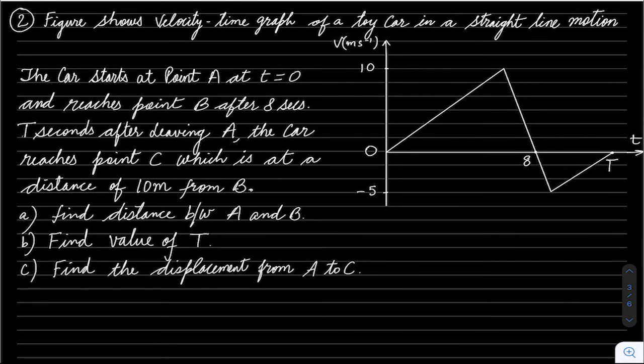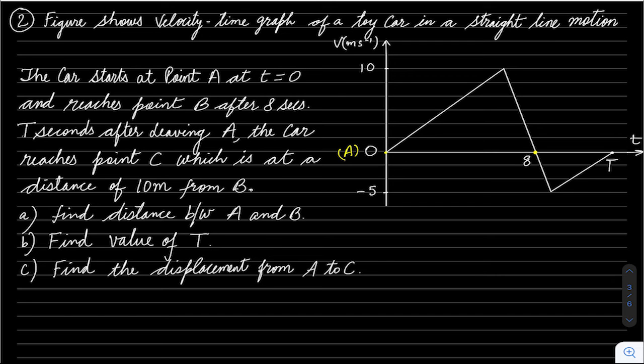Now this is a good question, so let's see this question first. The figure shows a velocity time graph of a toy car in straight line motion. The car is going in a straight line. The car starts at point A at t equal to 0. So basically this is point A. The car starts from point A at t equal to 0 and reaches point B after 8 seconds.